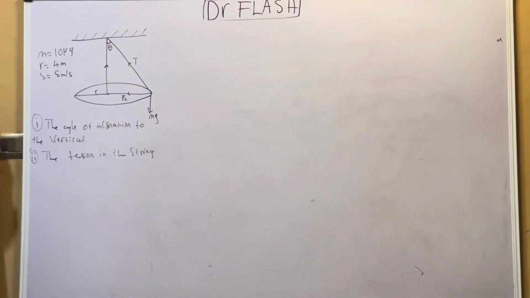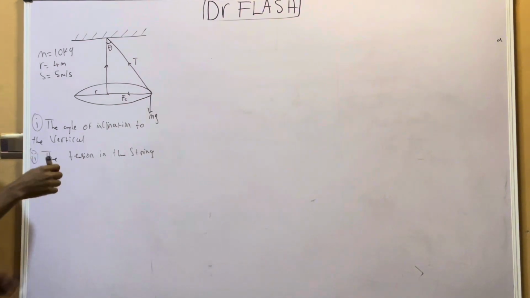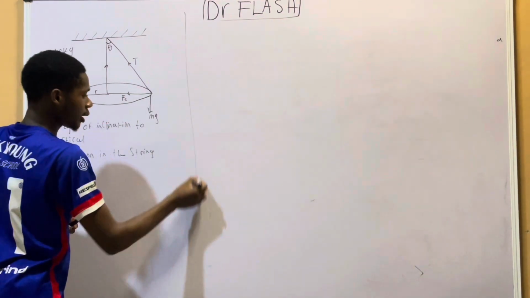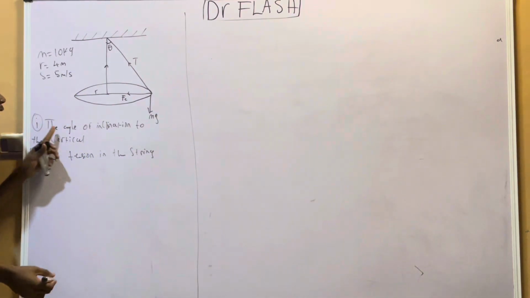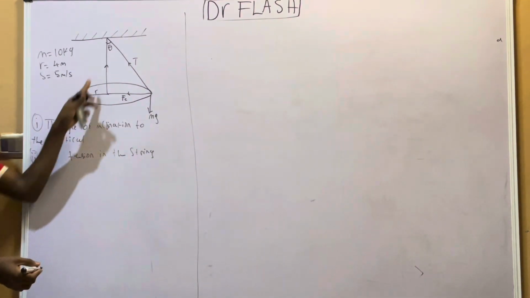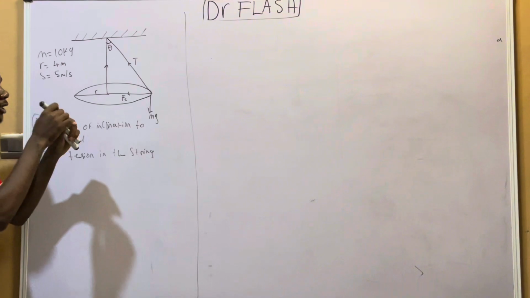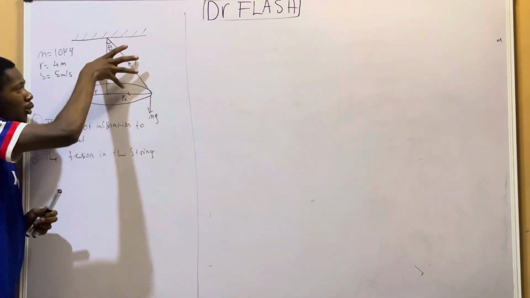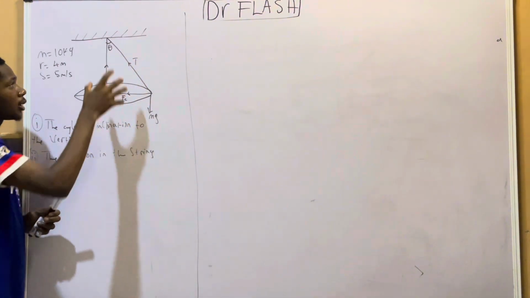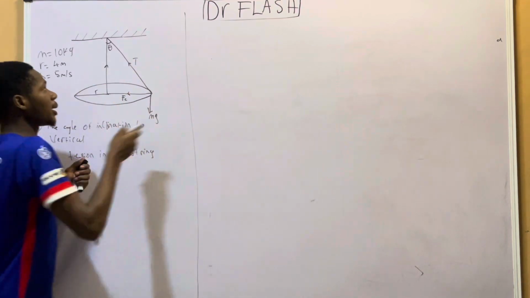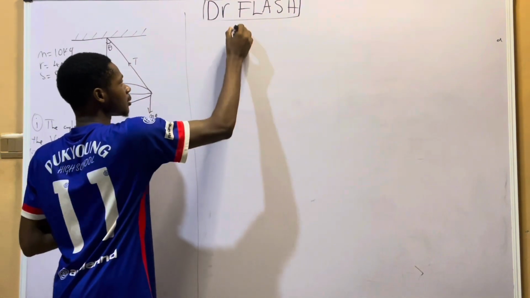How are we going to solve a problem like this? It's quite easy. It won't take up to 5 minutes to solve a problem like this. Now, here is the solution. The angle of inclination to the vertical is denoted as theta. To do this, we're going to extract this triangular part out of the shape. By bringing out this triangular part, we're going to have something like this.